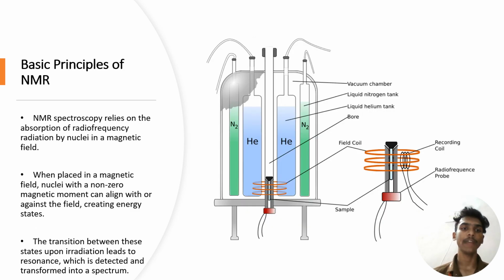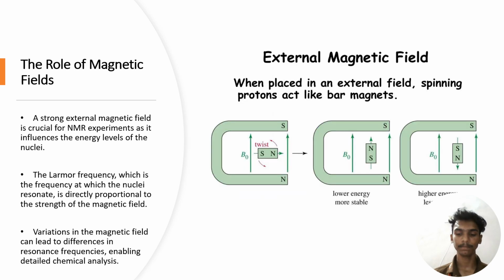Basic principle of NMR. NMR spectroscopy relies on the absorption of radio frequency radiation by nuclei in a magnetic field. While placed in a magnetic field, nuclei with non-zero magnetic moment can align with or against the field. Certain energy is created. The transition between these states upon radiation leads to resonance, which is detected and transformed into a spectrum.